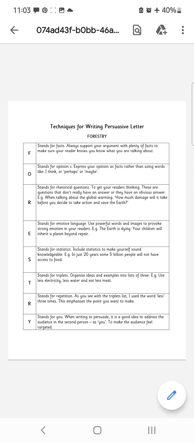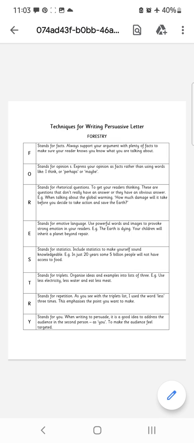S stands for statistics. Include statistics to make yourself sound knowledgeable. In just 20 years, some 5 billion people will not have access to food. So statistics and facts are basically the same thing. Every statistic is a fact, but not every fact is a statistic. So you can share a fact, but it's not necessarily numbers.